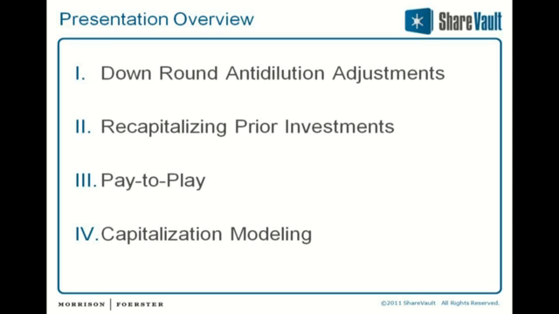So today we're going to take a look at how the present meets the past and how sometimes history actually gets rewritten. We're going to start by talking about down round antidilution adjustments, which occur when lofty valuations of prior rounds are brought back down to earth in current valuations. We're going to talk about recapitalizing prior investments, which is really where the rewriting history comes into play. We're going to talk about pay-to-play financings.